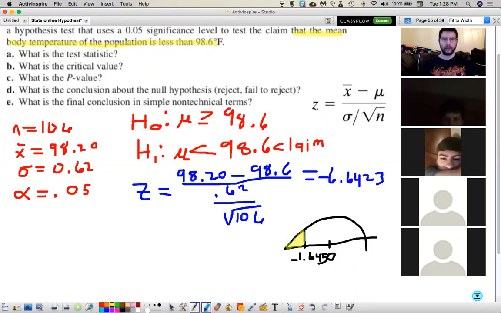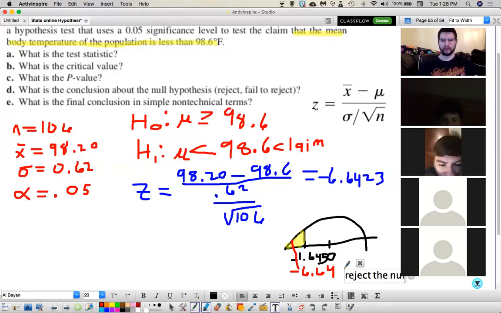Okay. Now I'm going to plot my test statistic. Well, that's negative 6.6. So it's fairly safe to say it's to the left of that. Negative 6.64. So it is in the rejection region. So that means we reject the null.